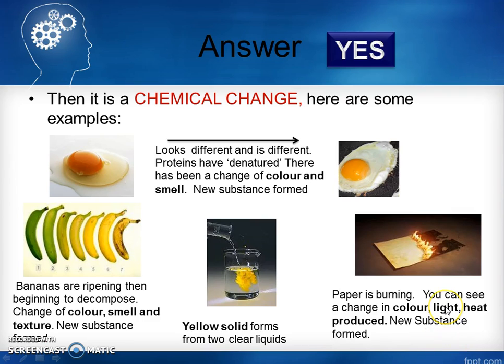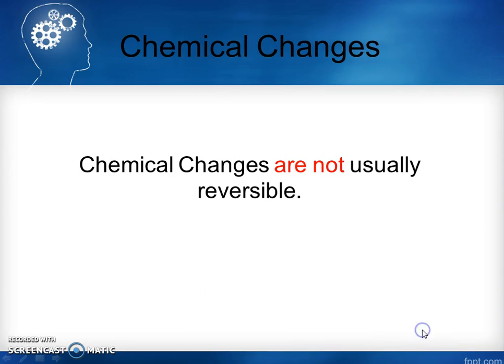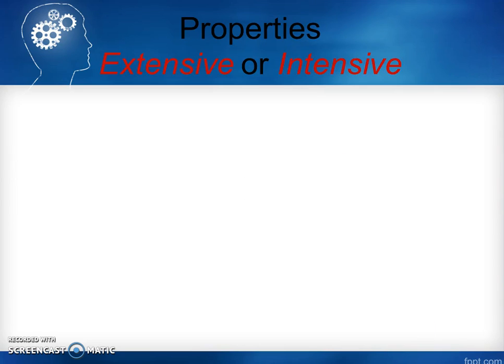So we have quite a few clues of a chemical reaction. We have a different color here. We see light, we get the heat. We have a whole new substance that's being produced. So all four of these are examples of chemical changes. Chemical changes are not usually reversible. So there's another clue.